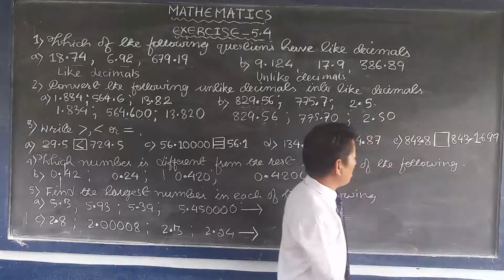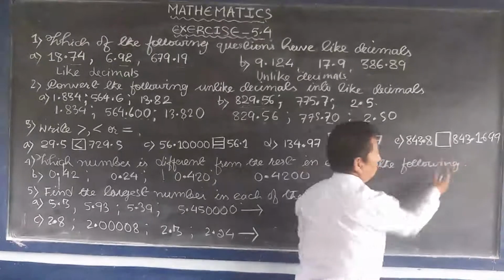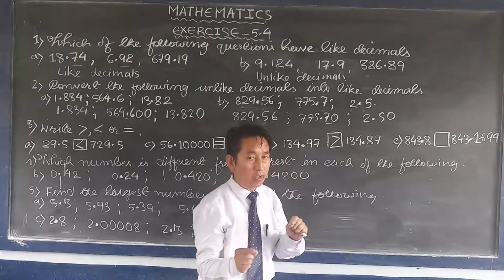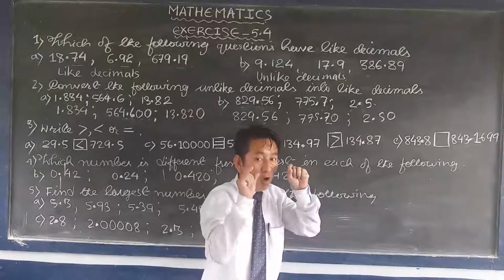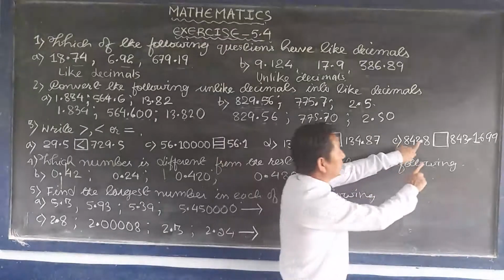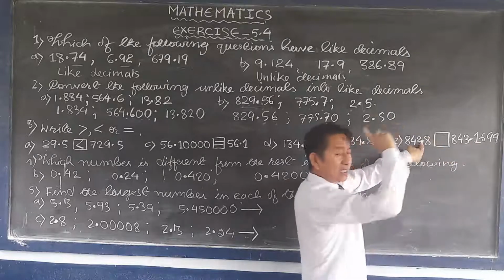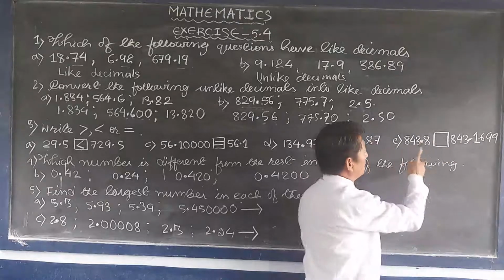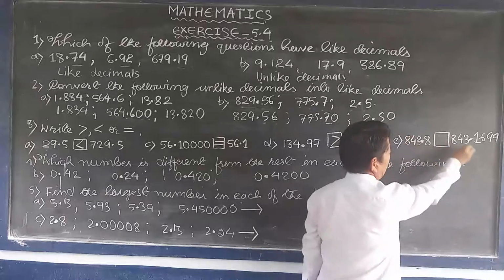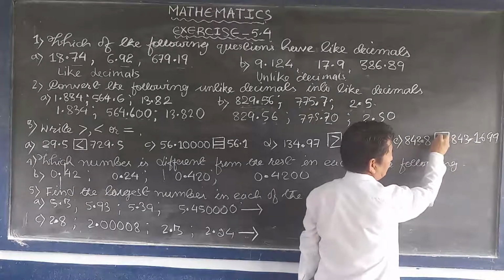843.1699. See here, the whole number is the same. As I already told you, you have to compare the first digit after the decimal point. Here 8, here 1. So 8 is greater than 1. So this one is greater than 843.619.